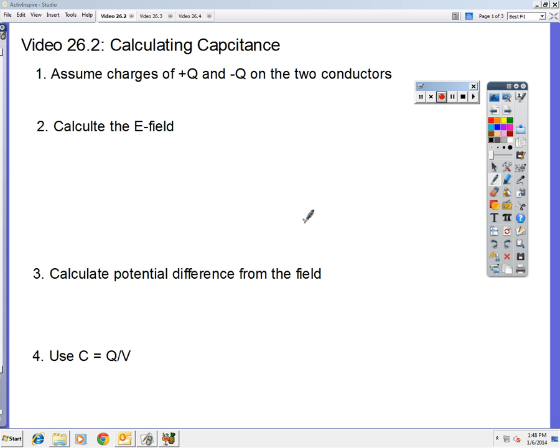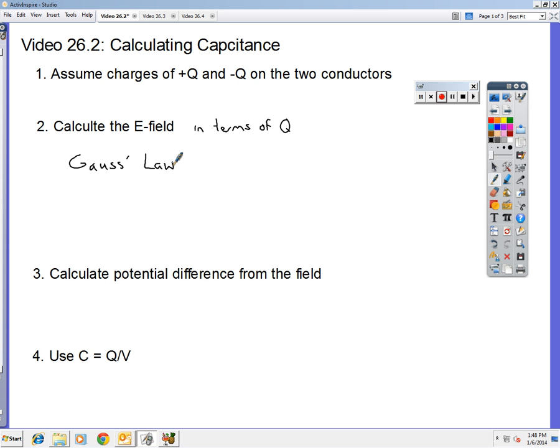And generally when you're faced with a capacitor that isn't a parallel plate capacitor, you're going to assume that you have charges of plus Q and minus Q on the two conductors. That's easy. Next step is, based on those assumed charges, you calculate the electric field in terms of Q. So this is going to be done symbolically, and usually you'll use Gauss's law here, because capacitors, whether they're cylindrical, spherical, or parallel plate, usually are designed with a high degree of symmetry.